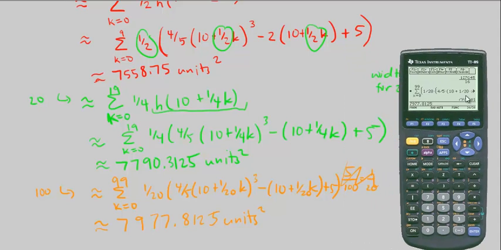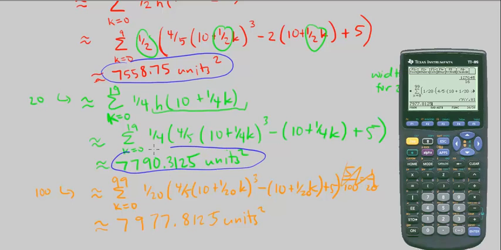Okay, so we did part A. We did part B, which was saying now compare 10, 20, and 100 rectangles. So is our answer the same each time? With 10 rectangles, we have the approximation being 7,558.75. With 20, we get 7,790.3125. And then with 100 rectangles, we get 7,977 as our approximate area.